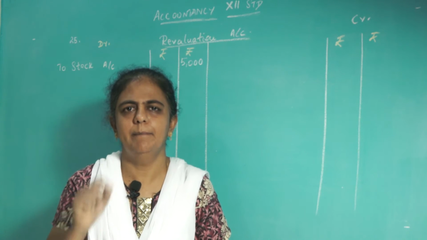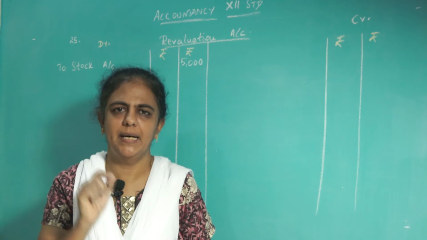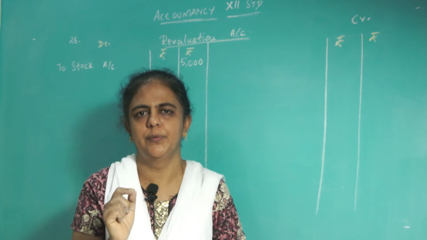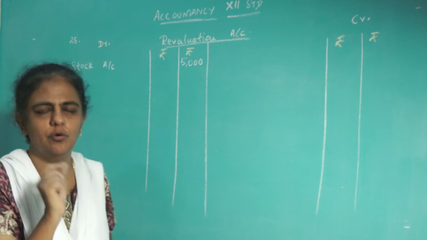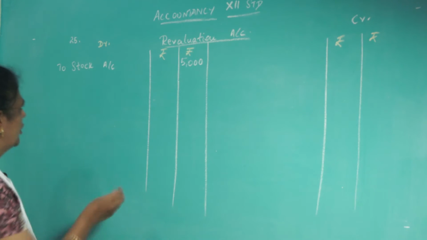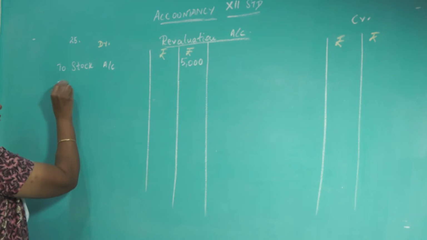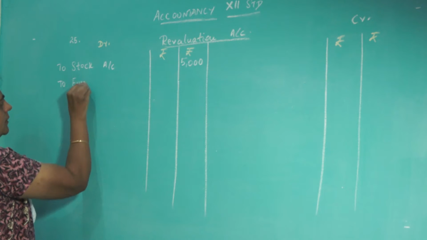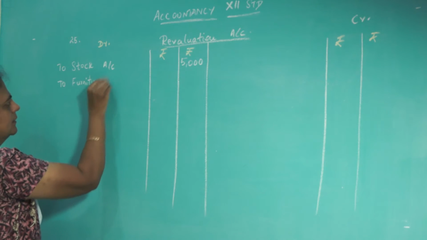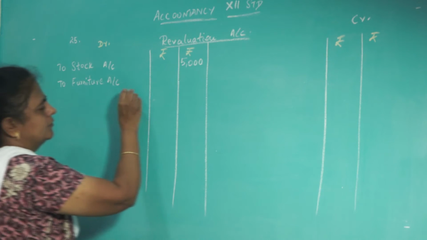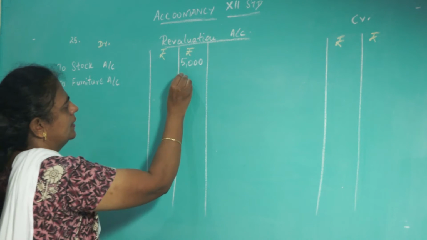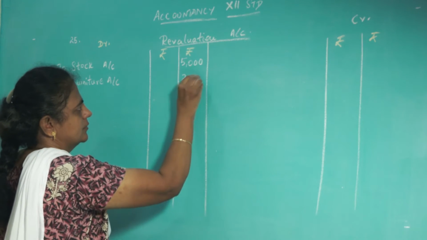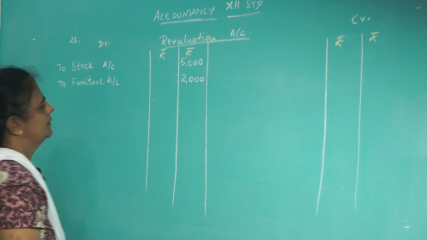Now, go to the next adjustment. Furniture depreciated by rupees 2,000. That "by" is a clue for you. "By" means that is the actual loss. Here you do not go and subtract, here the loss is given. So, write: to furniture account, 2,000 rupees loss. So that is the loss. Loss is given for you.